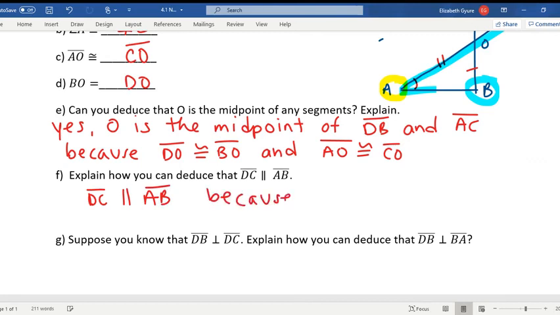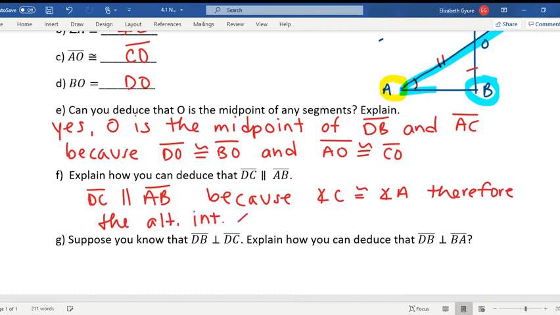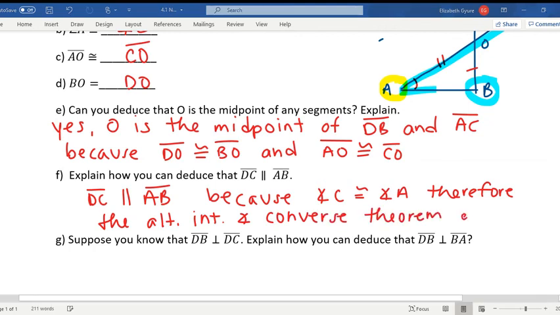because, and there's a few different ways you could say this. You could either say the alternate interior angle converse, right? Or you could say, because angle C is congruent to angle A, therefore, the alternate interior angle converse theorem applies. In other words, if you have congruent alternate interior angles, your lines must be parallel.